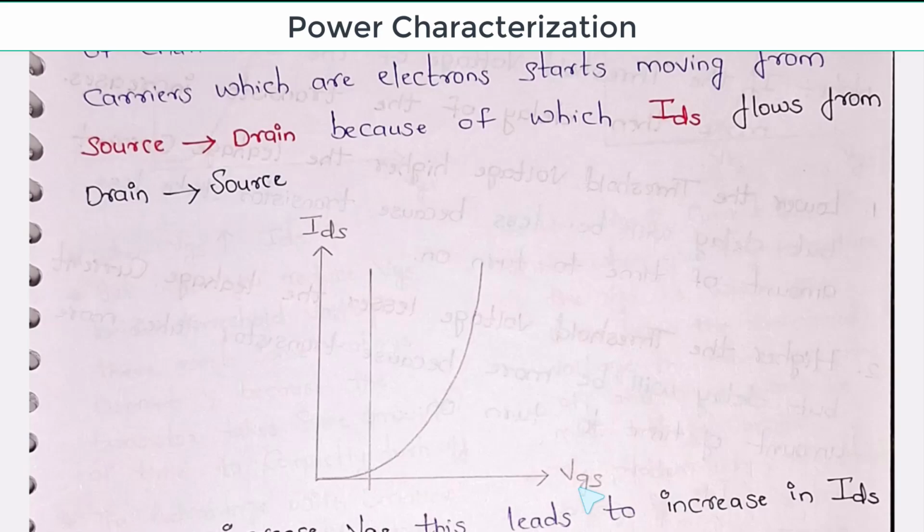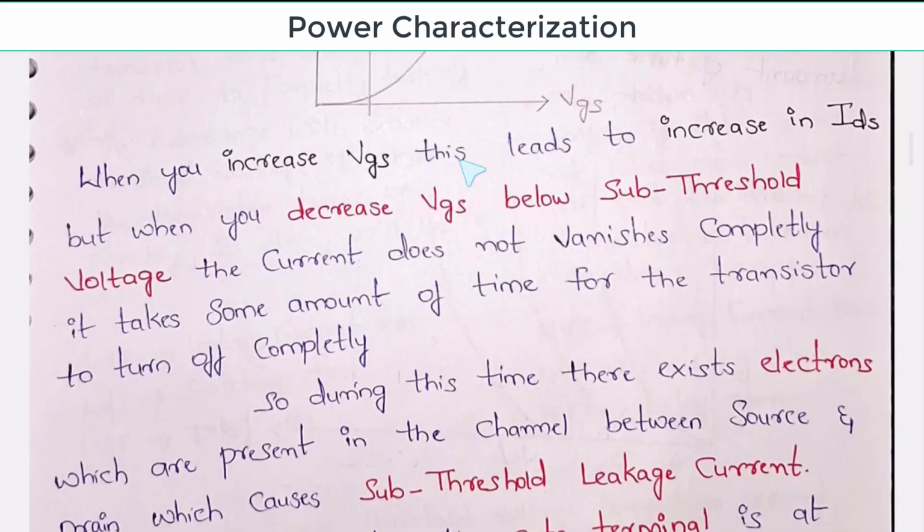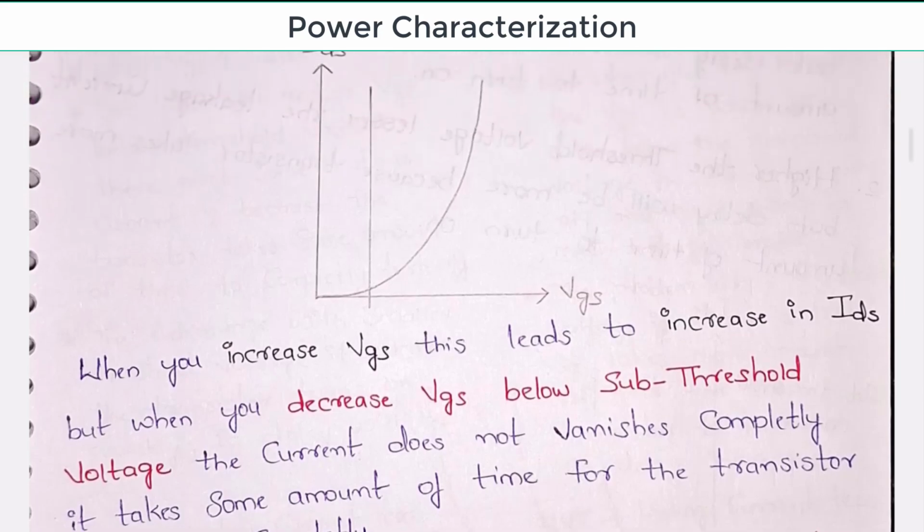Here I am taking VGS on the x-axis and IDS on the y-axis. This is called the threshold voltage. Whenever you increase VGS beyond the threshold voltage, IDS will increase. But when you decrease VGS below the threshold voltage, the current does not vanish completely. It takes some amount of time for the transistor to turn off completely. Whenever you reduce the potential below threshold voltage, it takes some amount of time.